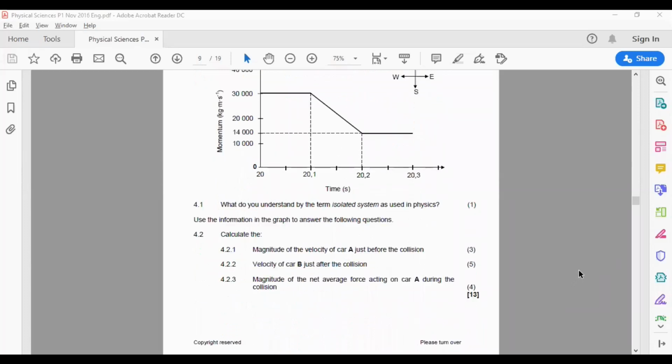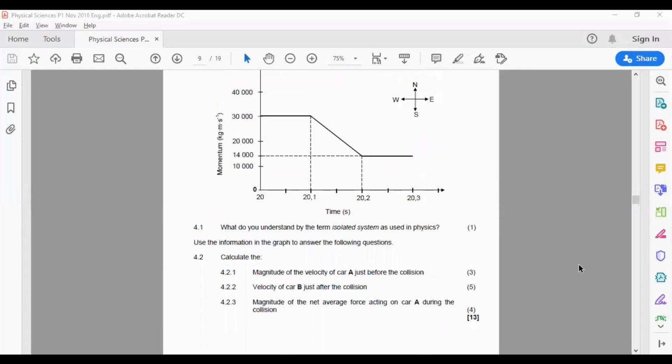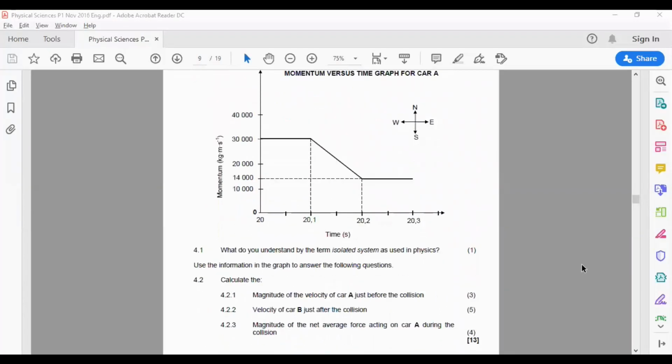That's for 4.1. Now for 4.2, it says calculate for 4.2.1 the magnitude of the velocity of car A before the collision. Now please, ladies and gentlemen, you're looking at this graph. It's a graph of momentum versus time for car A. So there's nothing really that you have to work out for car A in terms of momentum. But you have to work out the velocity of car A just before the collision.